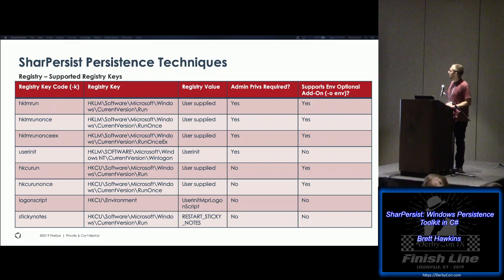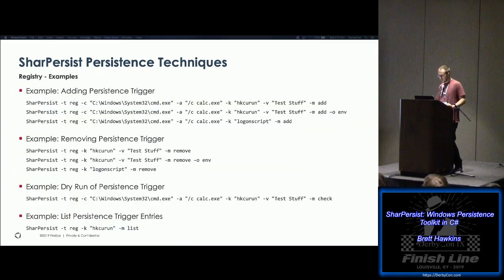Currently, the environment variable obfuscation is only supported for the user-supplied registry keys, but I plan to add that functionality to the predefined ones in the future. One thing I wanted to note with the example commands: the first example is a regular one, where you're adding persistence to the HKCU Run key with some value you specify. The second one is the same thing, only you're adding that environment variable obfuscation with the -o env. And then the third one is an example of a predefined registry key. As you can see, you don't specify a value for that one, it does it automatically for you.